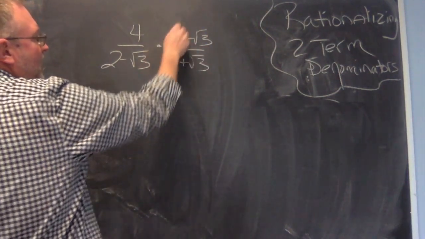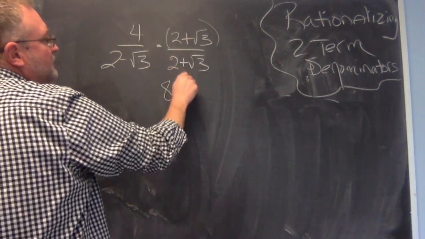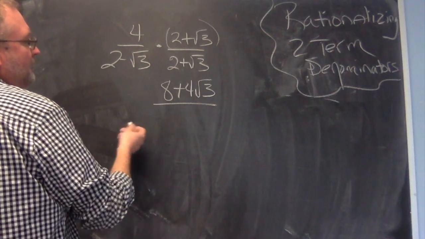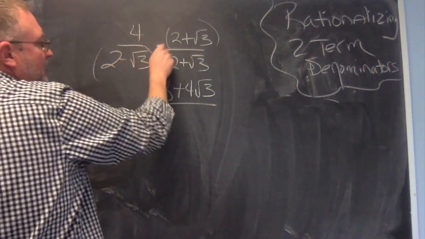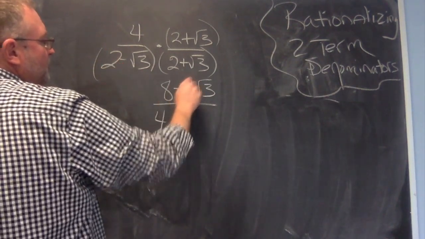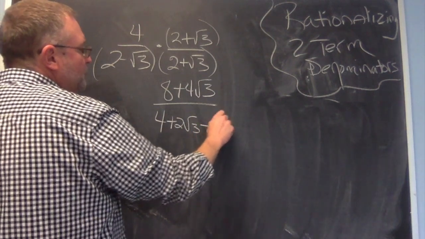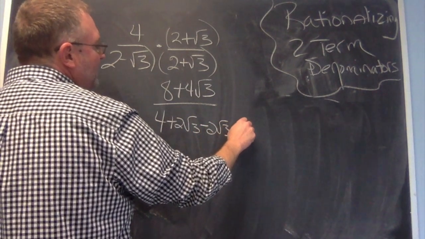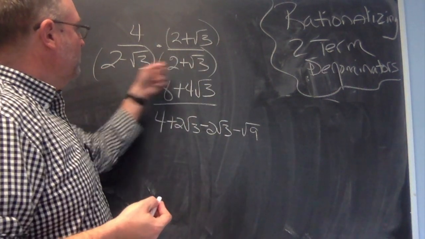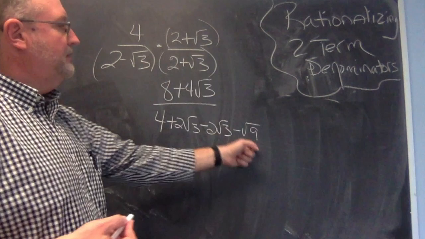So let's do the top, which is going to be basically distribution, which will give me 8 plus 4 square root of 3 over. On the bottom, let's do FOILing here. Just look at it like FOILing. 2 times 2 is 4. My outer would give me plus 2 square root of 3. Minus 2 square root of 3 is my inner, and then minus the square root of 9. So we did first, outer, inner, last.